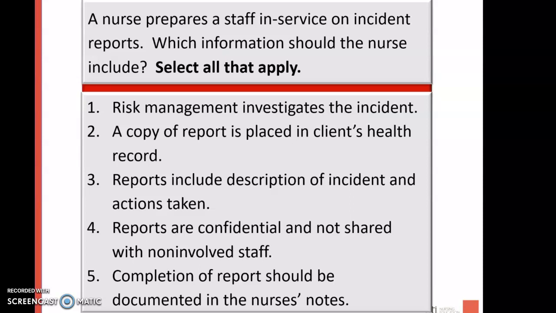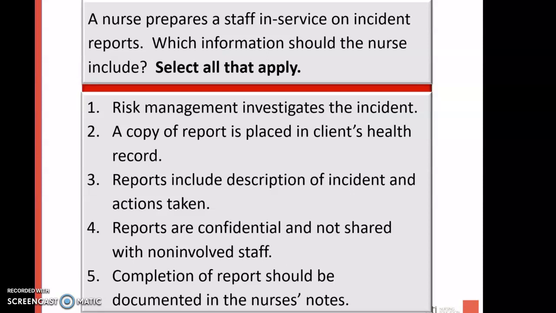A nurse prepares in-service incident reports. Just ask yourself, is it true risk management investigates the incident? Yes. They get the information through the incident report, and then they try to figure out, was it a process problem? Was it just a pure accident? Or they investigate to see if there is possibly litigation. A copy of the report is placed in the client's health record? No, never. Do not even chart that an incident report was completed, because you make it discoverable for the lawyer. You've done the lawyer's job for them. So you don't even mention that you filled out any of that paperwork.